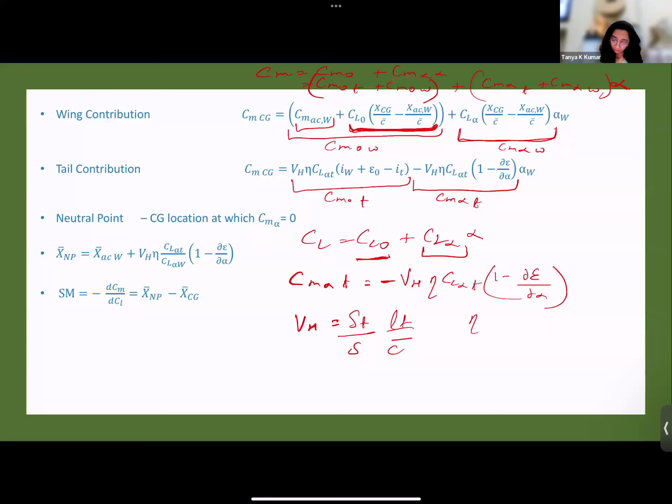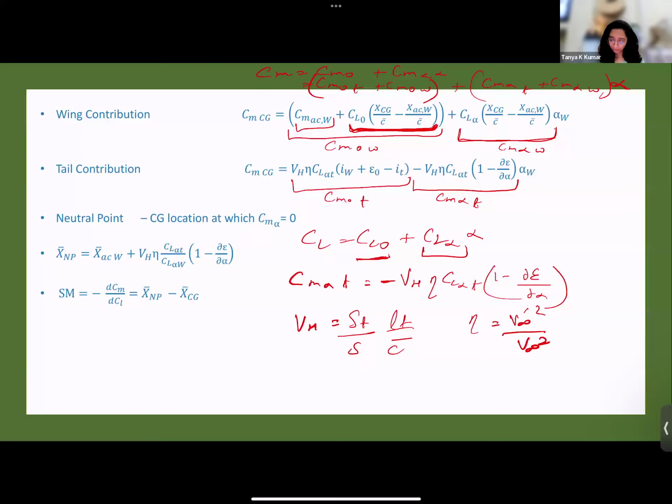Next, you have eta. What is eta? The ratio of the dynamic pressure corresponding to tail velocity and free stream. Correct. So we have V infinity prime square by V infinity square. So the free stream velocity seen at the tail is different from the free stream velocity seen at the wing. This is due to downwash.